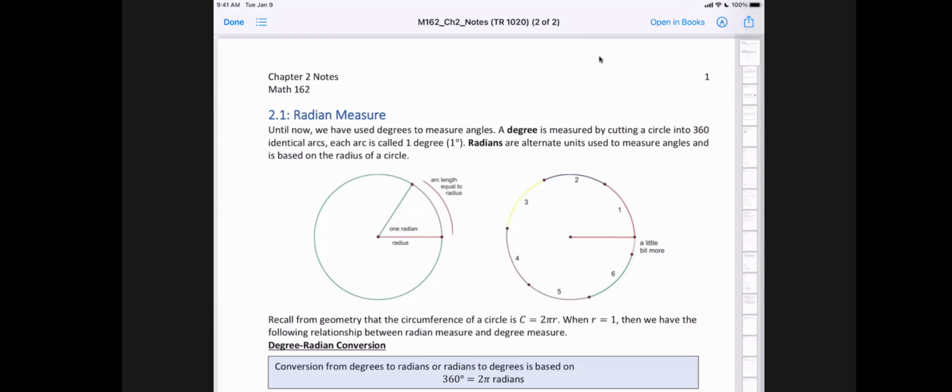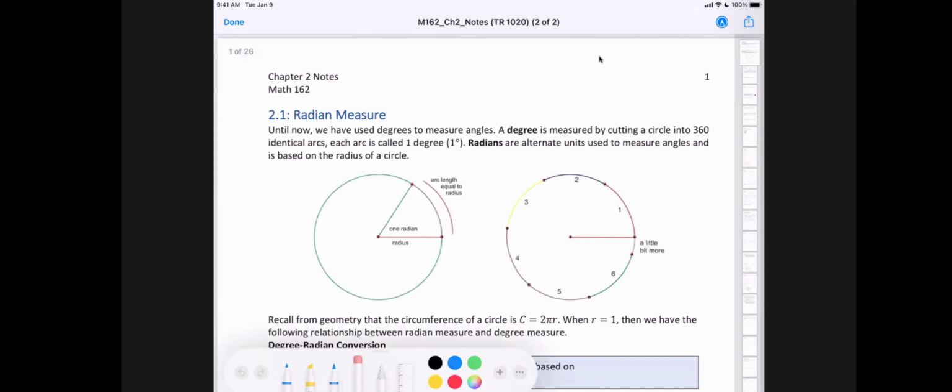And so, as I had mentioned earlier, radian is another way to measure an angle. So far, we've been just using the degree measure. These two different kinds of measurements for angles, just think of it in terms of a length, like feet versus inches, right? So we have degrees versus radians.